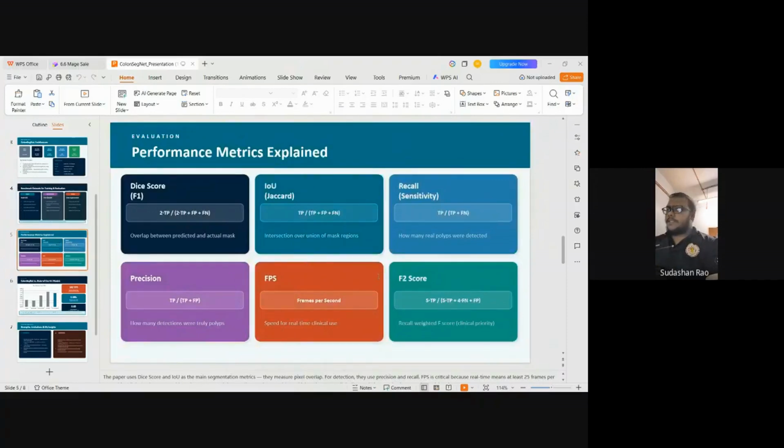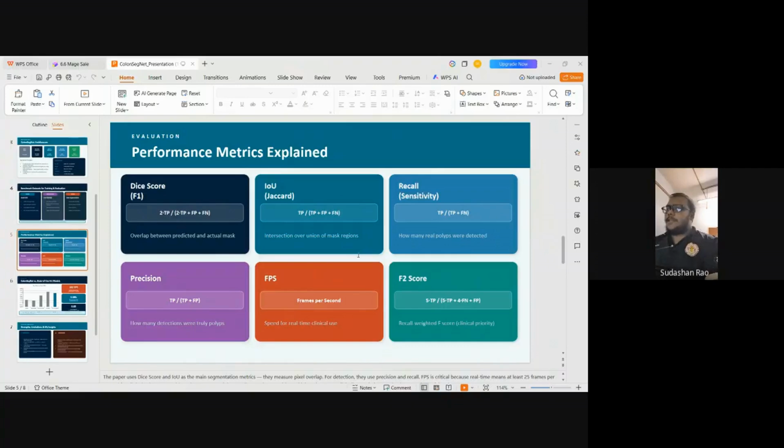Performance metrics. The main metric is dice score. It measures the pixel overlap between the predicted and actual mask. The formula is 2 times the true positive divided by 2 times true positive plus false positive plus false negative. IOU, or intersection over union, is similar but slightly stricter. Its formula is true positive divided by true positive plus false positive plus false negative.